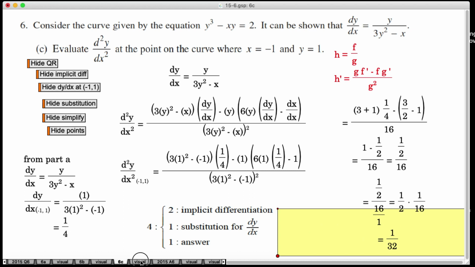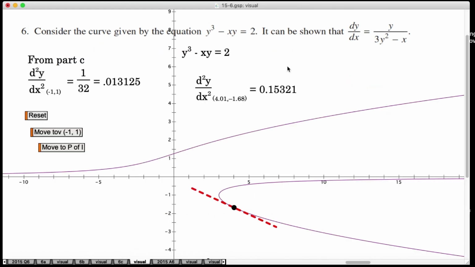Okay, let's look at visual. Let's go back to this curve. Again, it's the same curve. And now I have the second derivative of this function at whatever value of x I'm located at. And you can see the second derivative is changing as I move around. If I go to the point minus 1, 1, right here you see that the second derivative is what we got in this last part, part C, 1 over 32, which is 0.013125, and that's what it says it is right here.